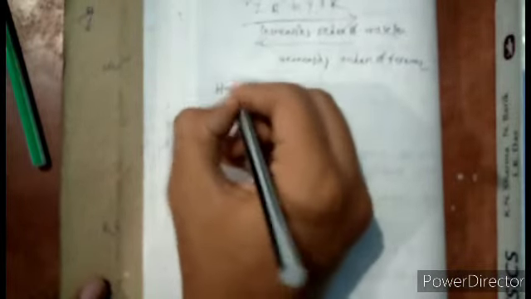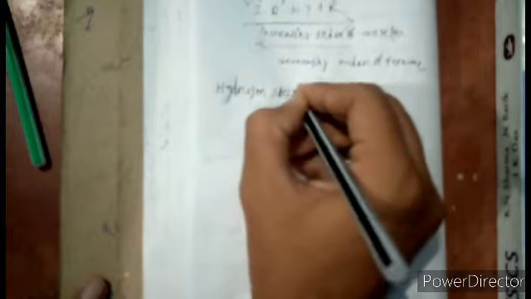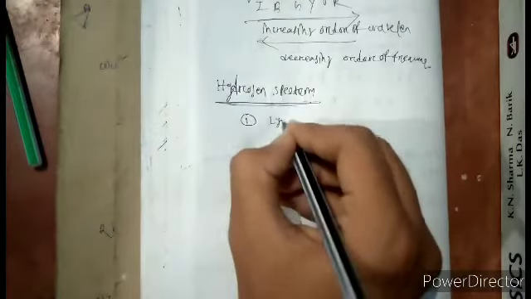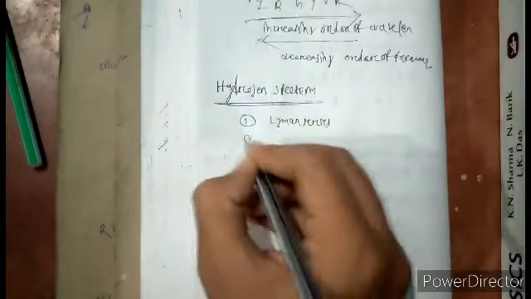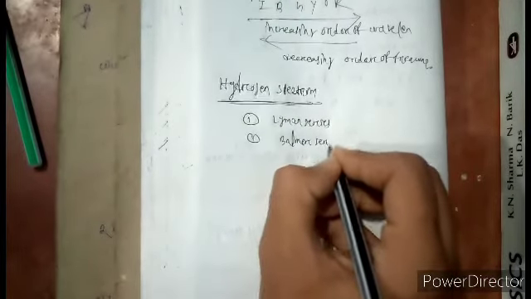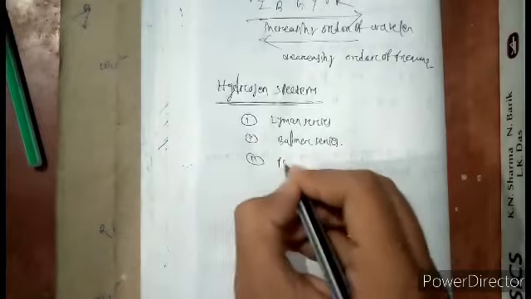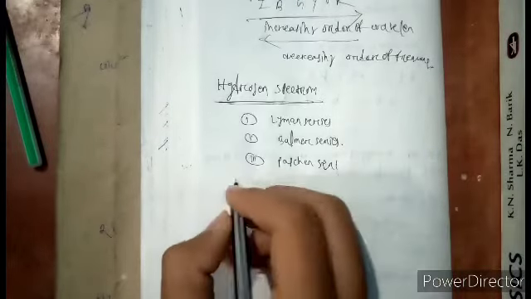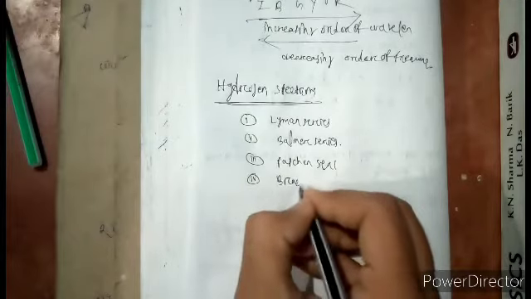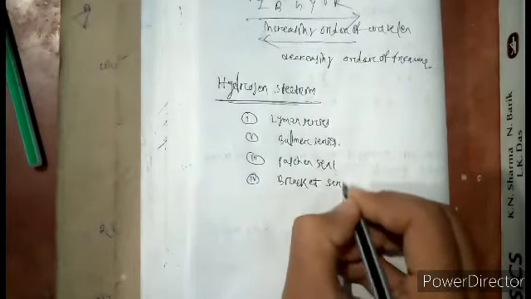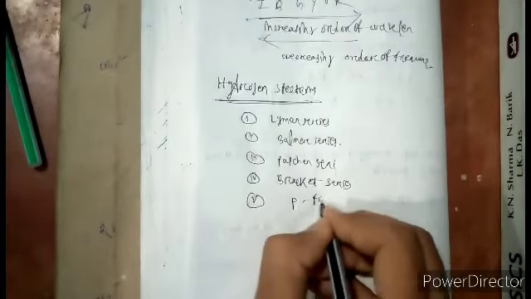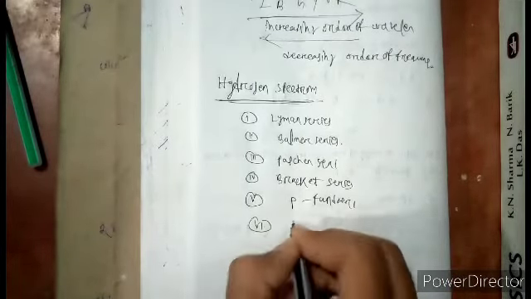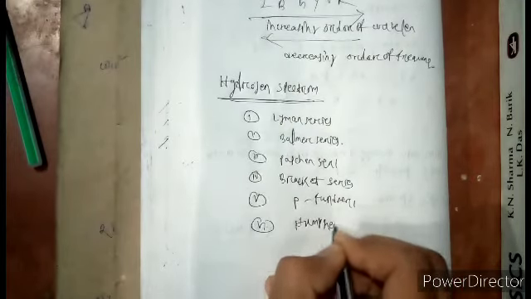Then come to the long question. In the next video lecture we will discuss the long question, that is the hydrogen spectrum, which consists of the Lyman series, Balmer series, Paschen series, Brackett series, Pfund series, Humphrey series.